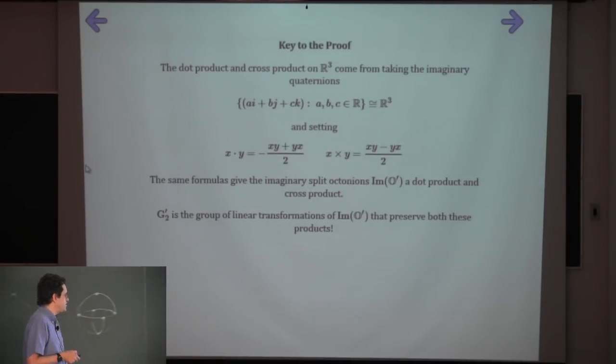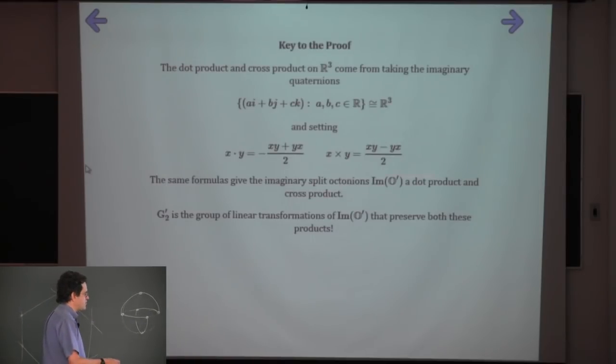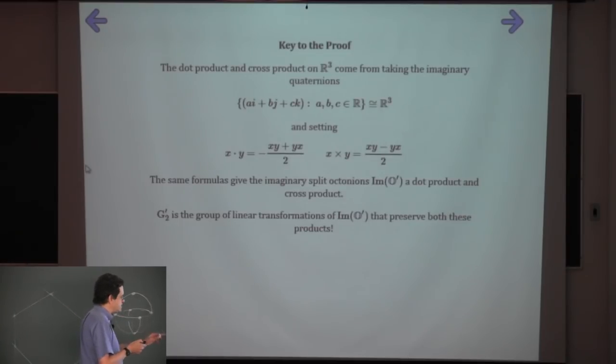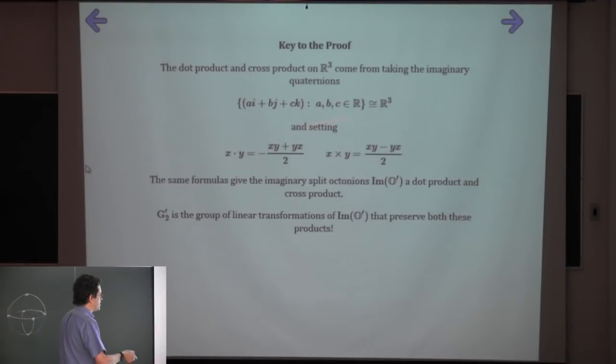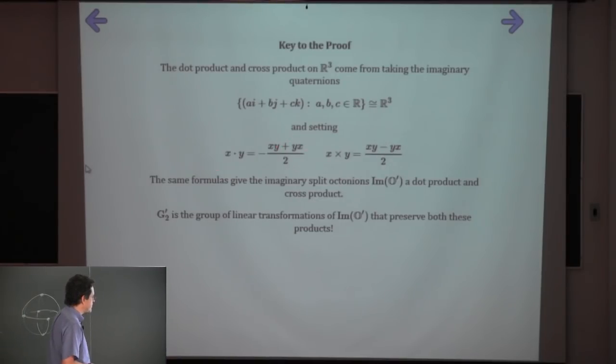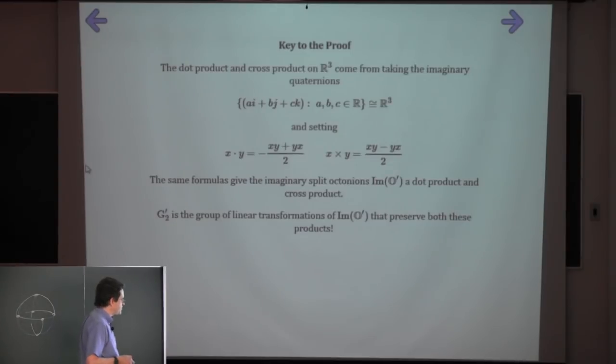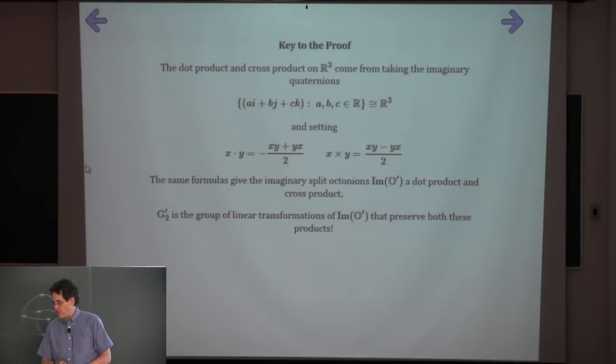So if you use the imaginary split octonions, which remember is a 7-dimensional space with signature 3 plus signs and 4 minus signs, that has a dot product and a cross product on it, given by these formulas here, where you use octonion multiplication. And it turns out that you can define the split form of G2 as the group of linear transformations that preserve both the dot product and the cross product.